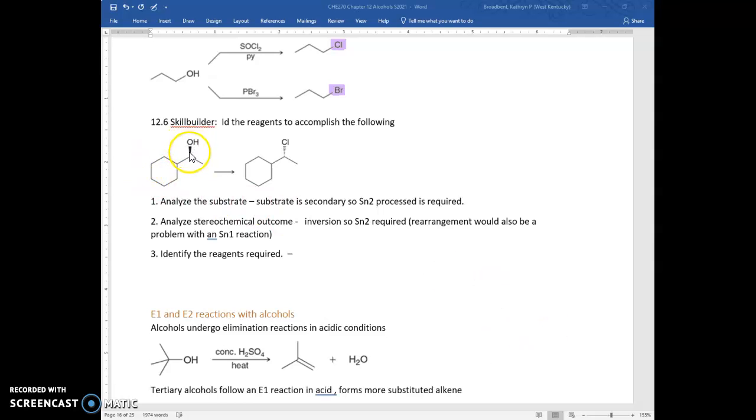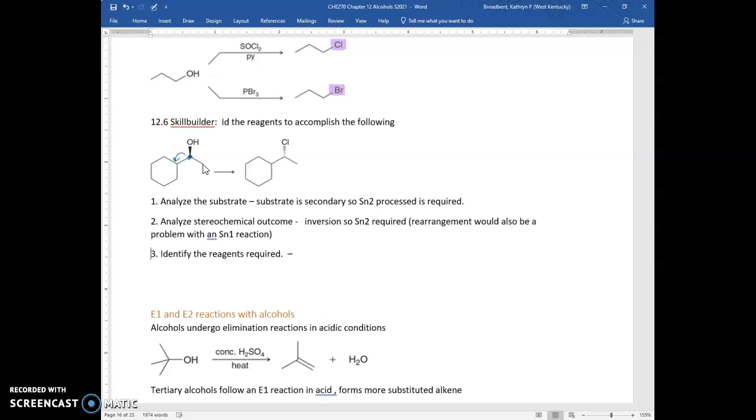Here the hydroxy is coming toward us. On the product, the chloride is going away from us. So inversion is evident, so we'll want to have an SN2 reaction for that reason as well. Rearrangement would also be a problem if you tried to do an SN1 reaction. If you made a carbocation at this location, it would want to rearrange and shift down to here.